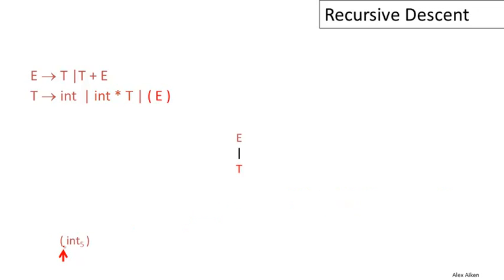This takes us back to trying alternatives for t. There's one more possibility, and that's that t goes to open paren e close paren. So we expand t using that production. And now we can compare the open paren we generated with the open paren in the input, and they match. That's good. That means that we might be on the right track. And since they match, anything that we do in the future is going to have to match the rest of the input, so we'll advance the input pointer.